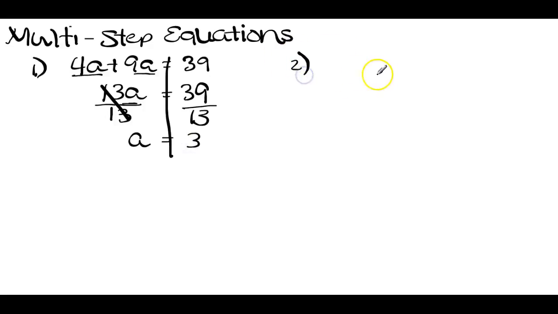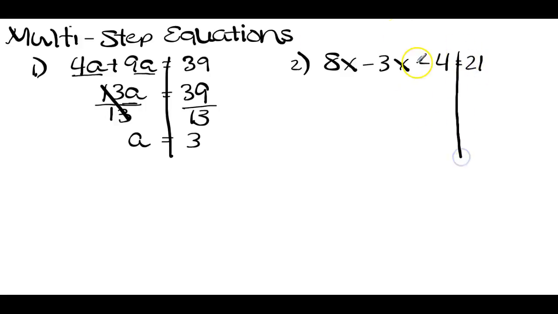Okay, so if we're going to do this, then we might have something that looks like this. 8x minus 3x minus 4 equals 21. Now, first I need to look on the same side of the equal sign. Do I have any terms that we can just easily add together or put together? We have these two, but be careful, there's a minus here.